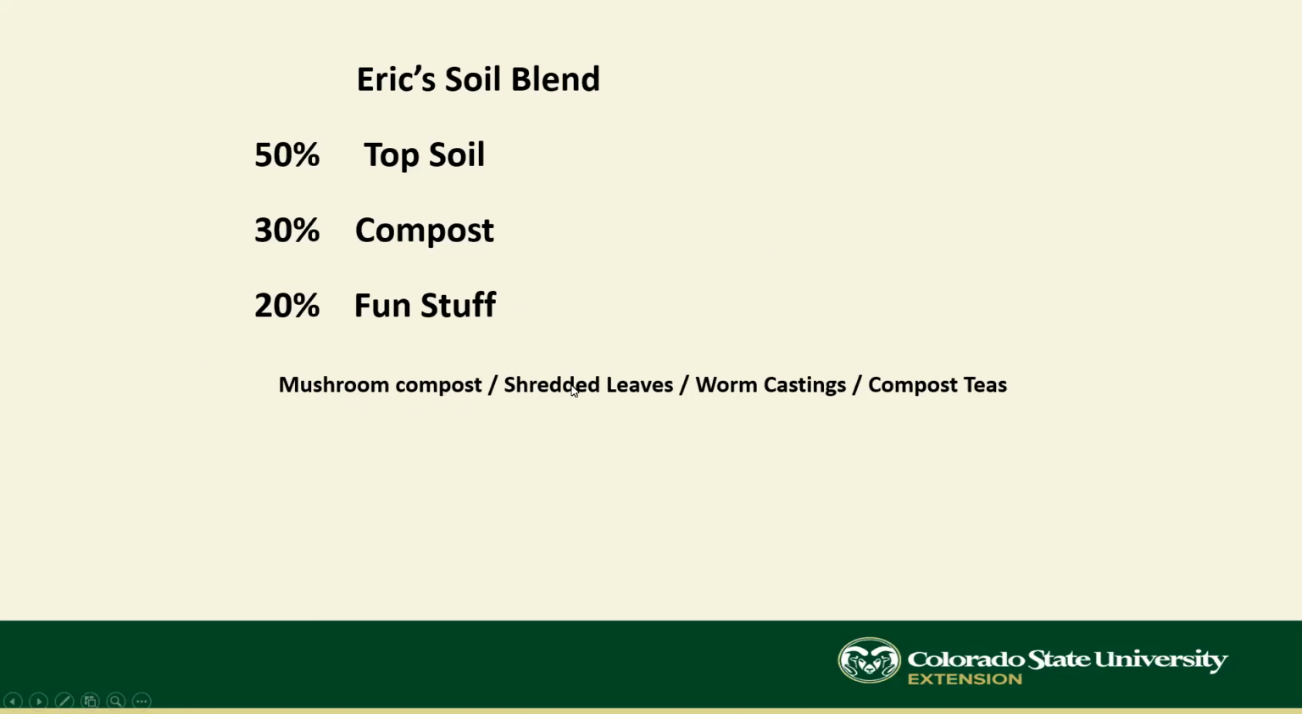But it also could be, you could put shredded leaves on it. You could take your coffee grounds and whatever other kind of compost teas you come up with, you could add those in there too. But I say on the fun stuff, try not to go over 20%, but make it fun. These are the things that are going to make your vegetables taste better, or for sure you're going to feel that they taste better. And you can't hurt anything if you're not going over that 20%.